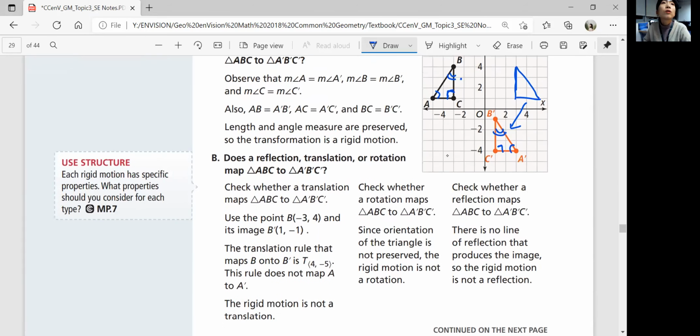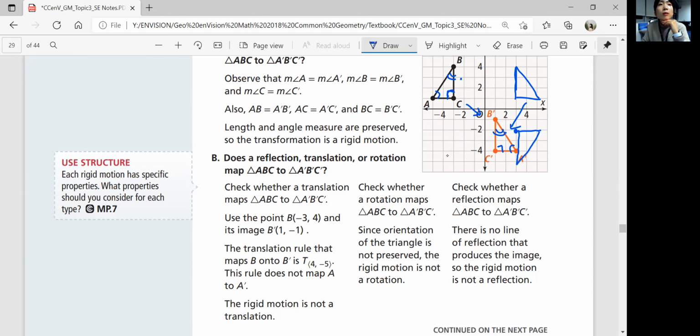Okay, this could be a combination of a reflection and then a translation, but can one transformation explain this? This cannot be one translation, right? Because you have to reflect at some point. What about a rotation? Okay, if you rotate it 180 degrees, you're going to end up here. Orientation is not preserved, so it's not a rotation.